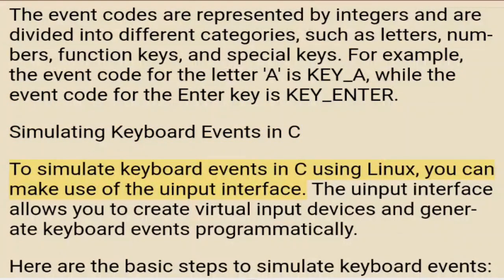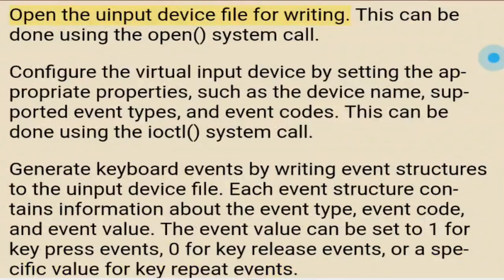Simulating keyboard events in C. To simulate keyboard events in C using Linux, you can make use of the uinput interface. The uinput interface allows you to create virtual input devices and generate keyboard events programmatically. Here are the basic steps to simulate keyboard events. Open the uinput device file for writing. This can be done using the open system call. Configure the virtual input device by setting the appropriate properties, such as the device name, supported event types, and event codes. This can be done using the ioctl system call.